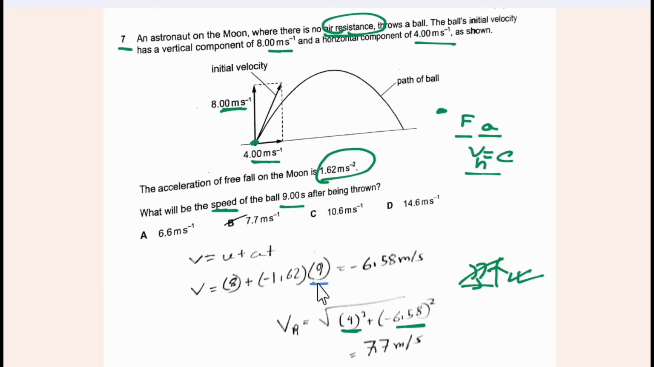So we know the value of time, that is 9 seconds. We know the initial velocity, that is 8 meter per second, and the acceleration. Since it is moving upward, the value of acceleration would be negative. So it is negative 1.62 meter per second square.